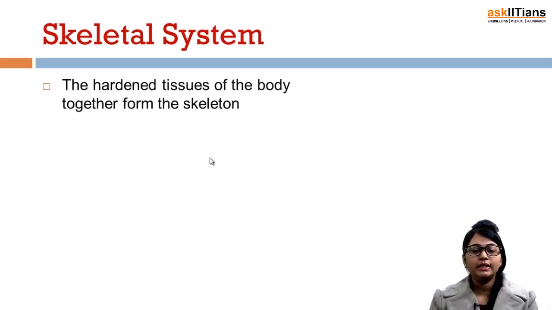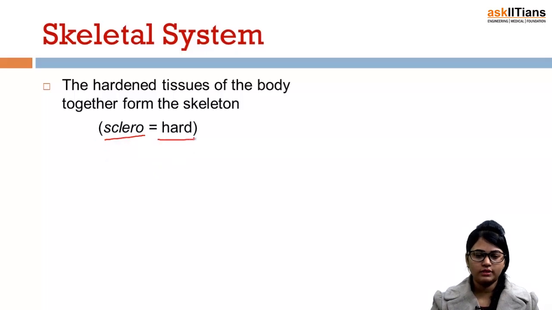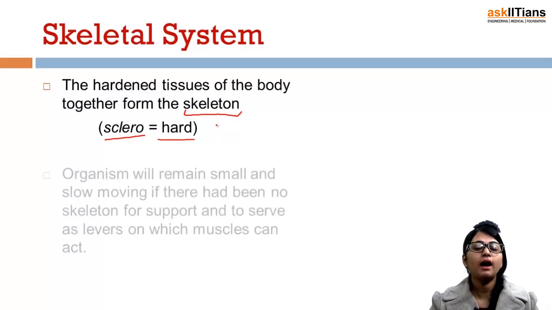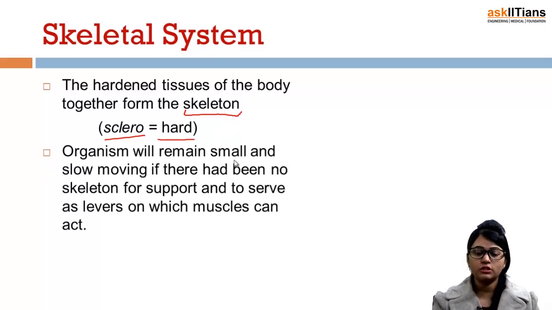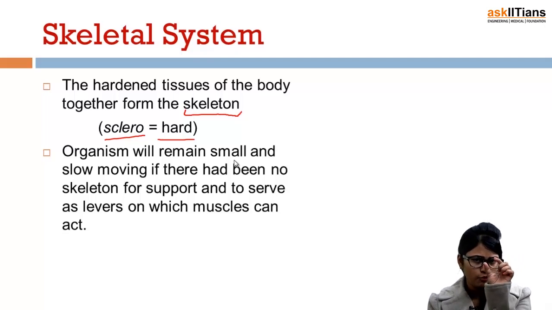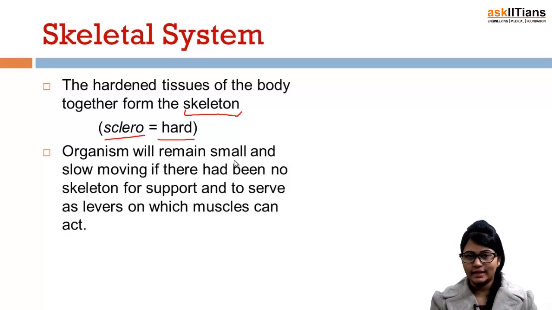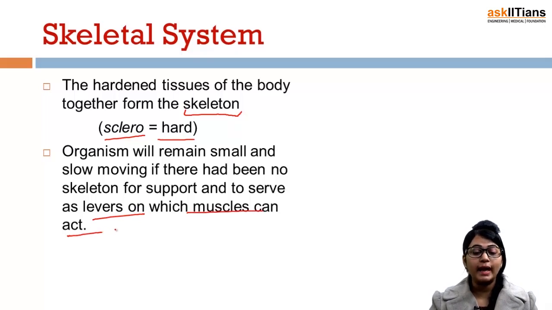Skeletal system: the hardened tissues of the body together form the skeleton. Sclero means hard. The term skeleton has evolved from sclero. Organisms would remain small and slow moving if there had been no skeleton for support and to serve as levers on which muscles can act.